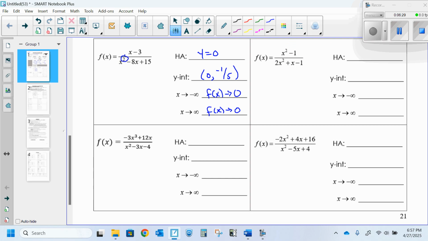The degrees are the same, so it's y equals leading coefficient over leading coefficient. That means my y values go to 1/2. And the y-intercept, plug in 0 for all the x's, you get -1 over -1. Okay, down here, it is top heavy. Okay, 3 is bigger than 2, so there's no horizontal.